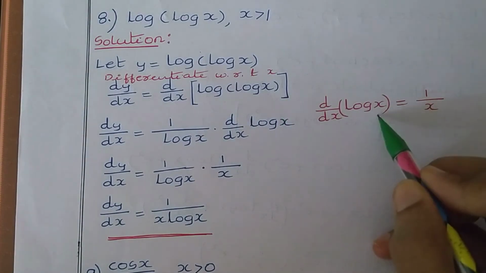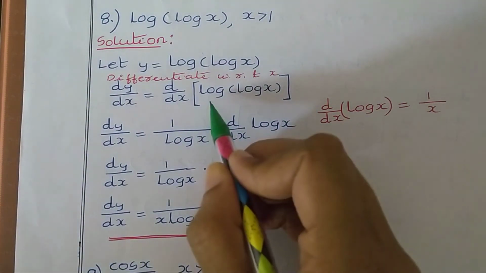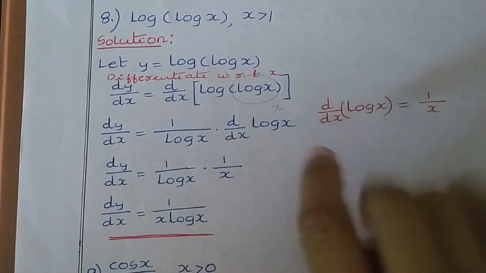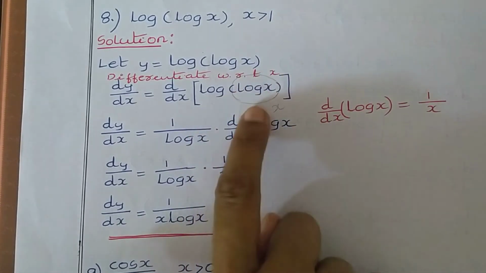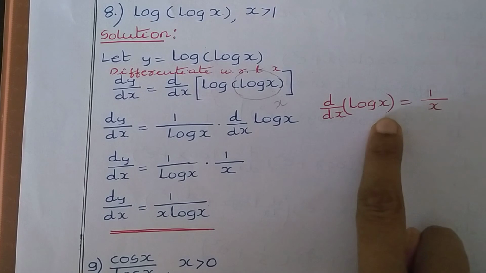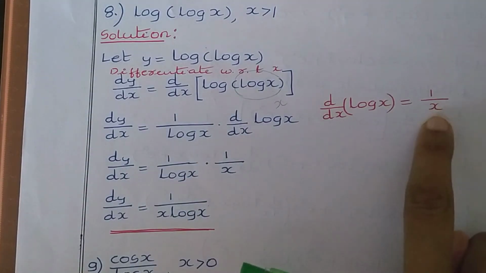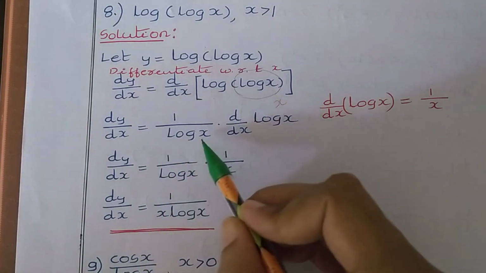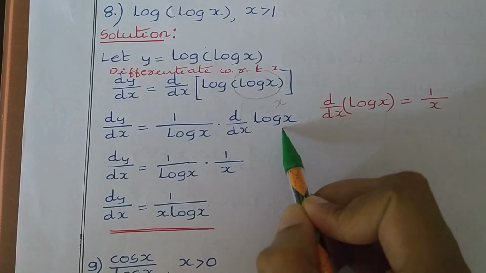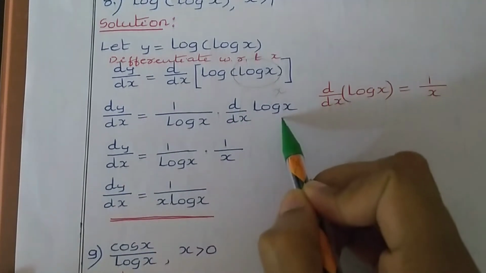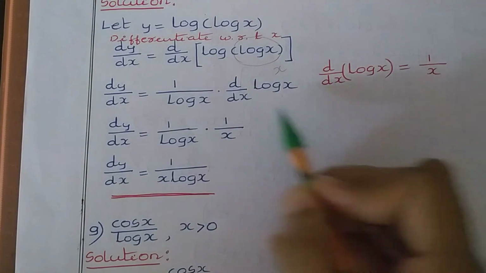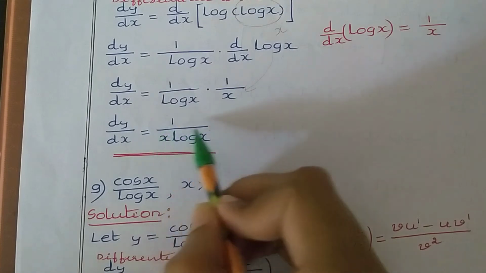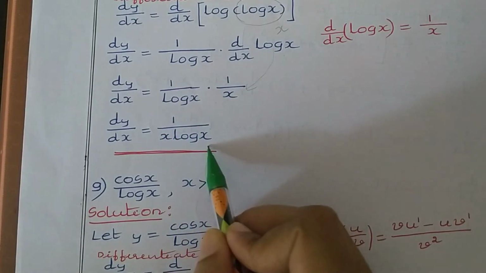See, derivative of log x is 1 by x. Here we have log and then log x. So this entire thing we can take as x. So we get here for this, after applying this derivative formula, 1 divided by x. x is here log x, so 1 divided by log x. Further, again to this log x, we have to apply the chain rule. So d by dx of log x. Log x derivative is 1 by x. So we get dy by dx is equal to 1 divided by x into log x.